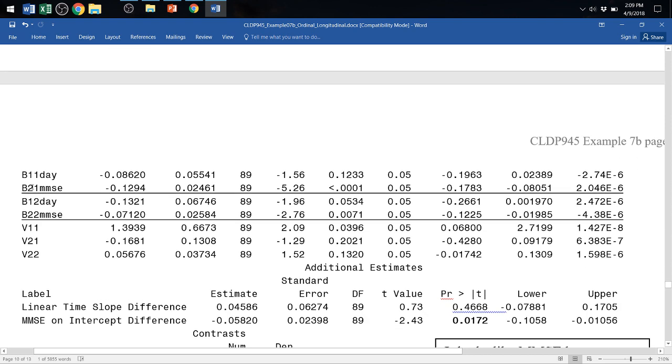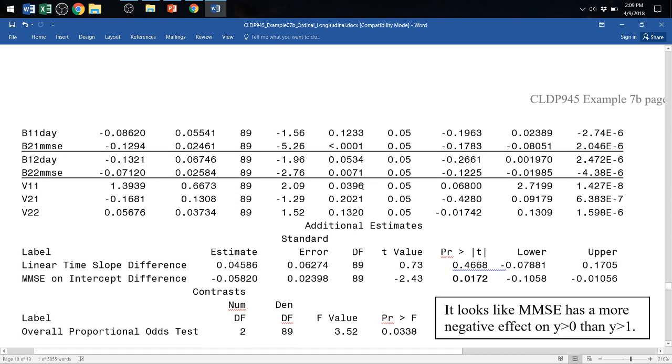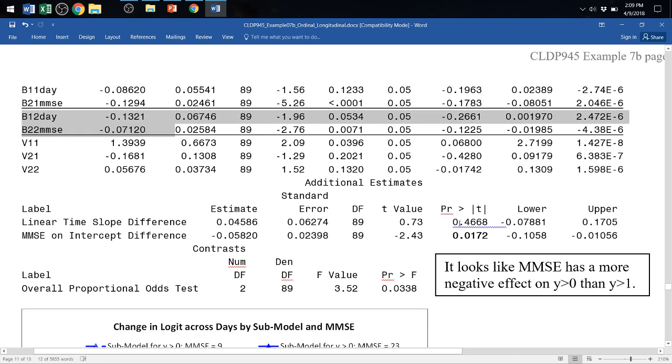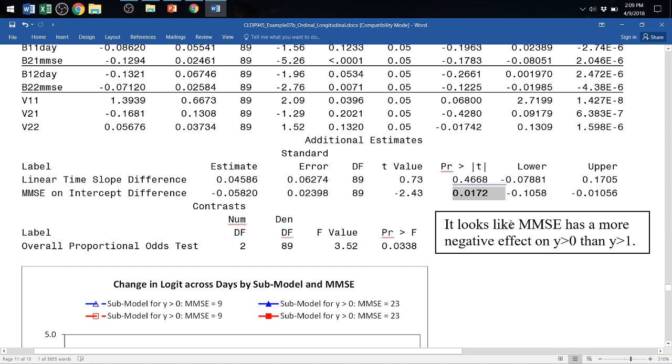And here's what I end up with. The first submodel has a non-significant fixed effect of day, but a significantly negative main effect of cognition. And in the second submodel, they're both significantly negative. And it looks like the day slope is not different between submodels, but the MMSE slope is. So in English, cognition has a bigger effect on the logit of some or full delirium than the logit of full delirium. The end.